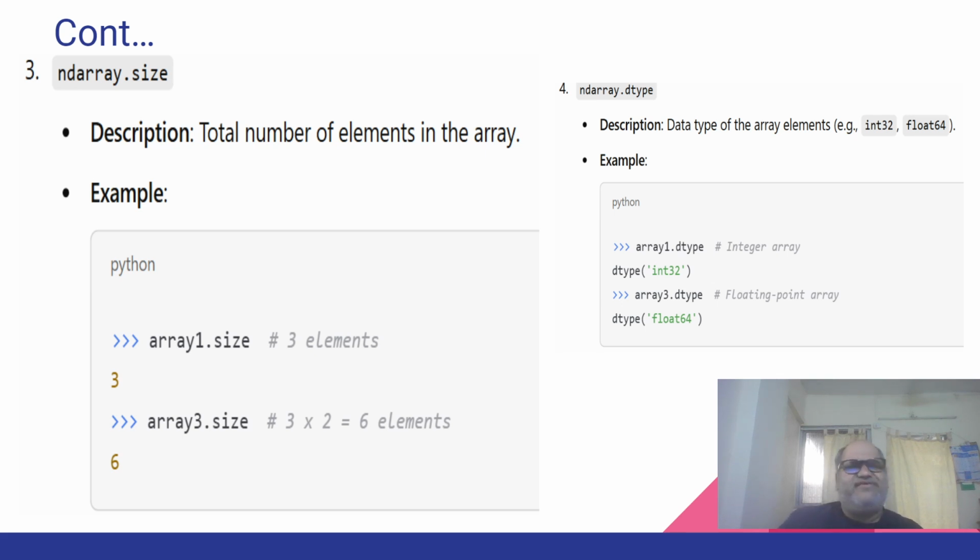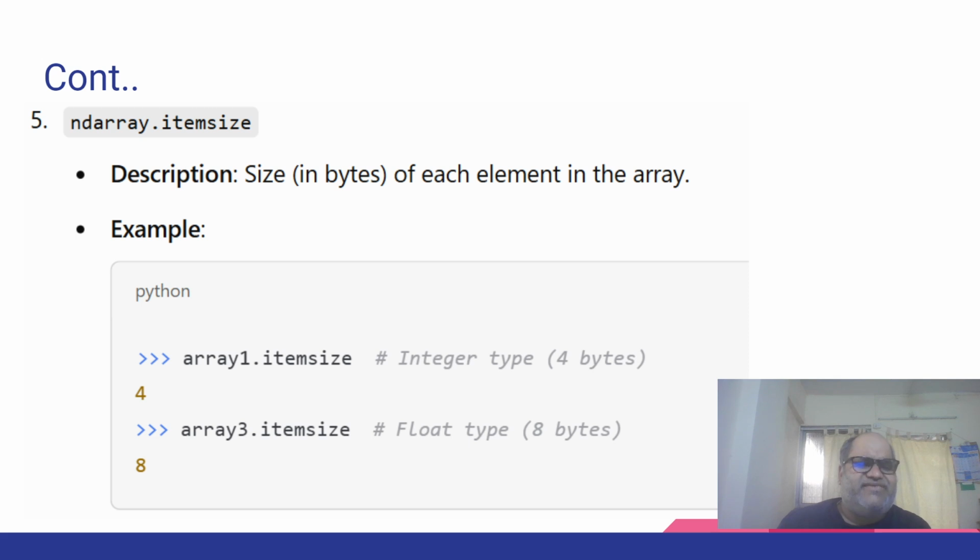Size here is actually just like the length of a list, right? So size is the number of elements that are in there. Array 1 dot size or array 3 dot size, you can see there are 3 or 6 elements. And then dtype is the data type. So array 1 will be int32, array 3 will be float, and what will be array 2? U32.